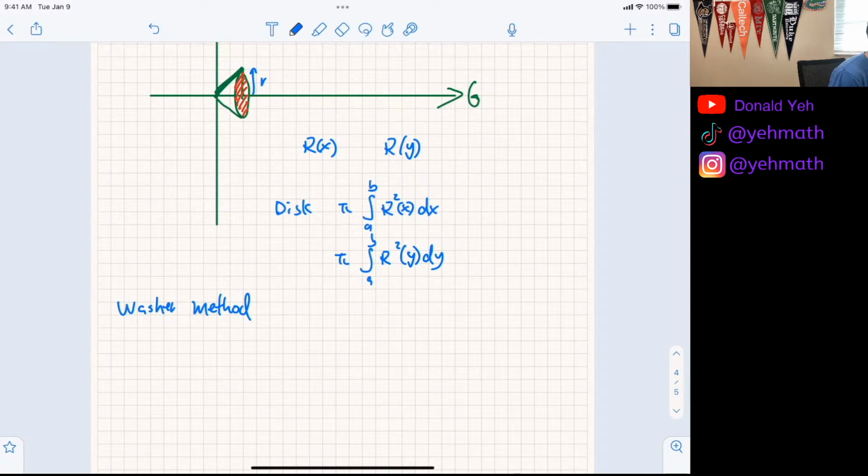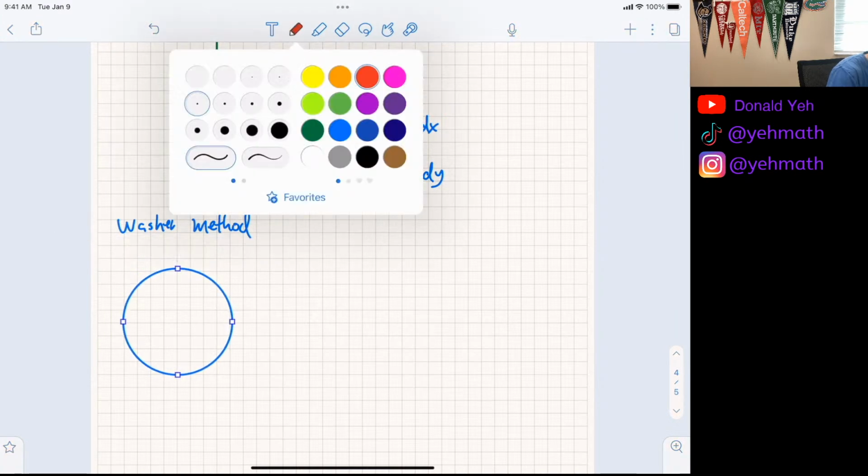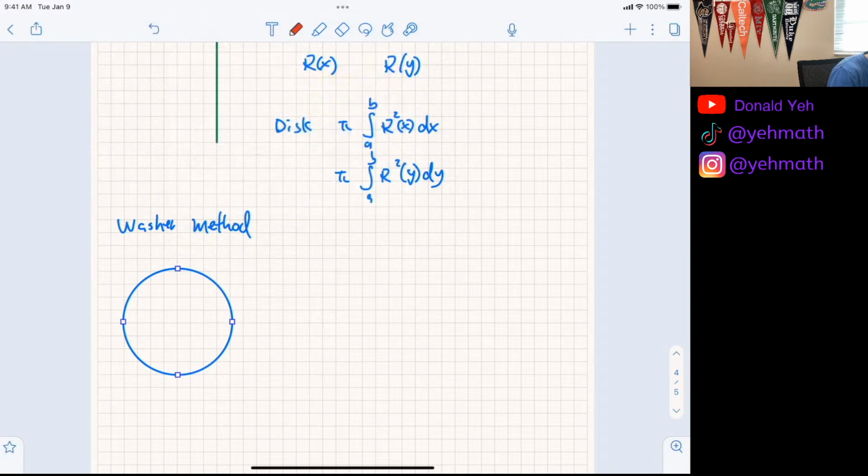Okay, so washer method. There was a bigger radius and an inner radius, if you guys remember. So if you look at washers like this, how do you find the area between this? Big R minus small r. So if I have an area like this, big R minus small r, how do I find this shaded area?